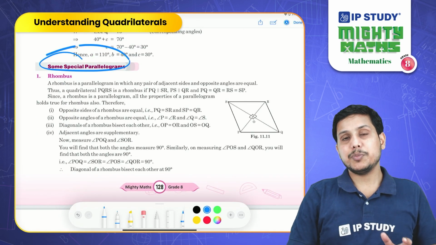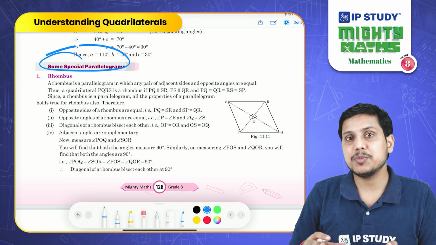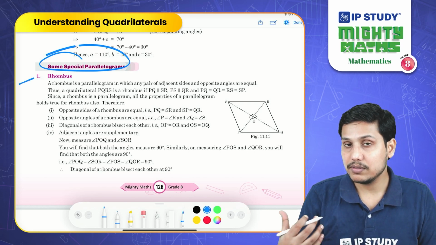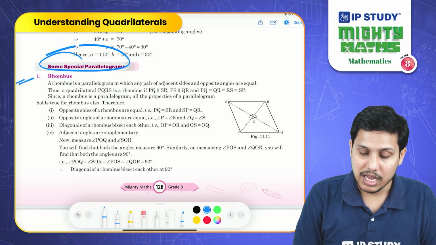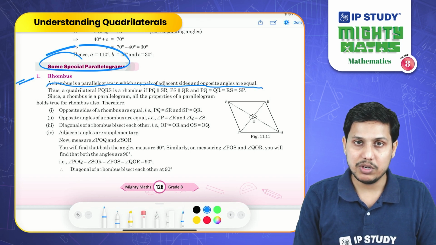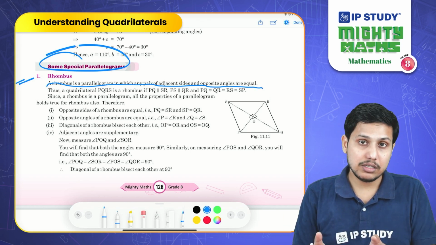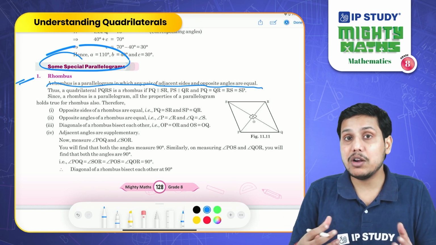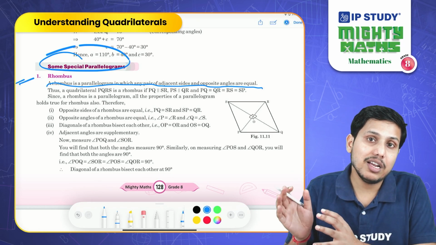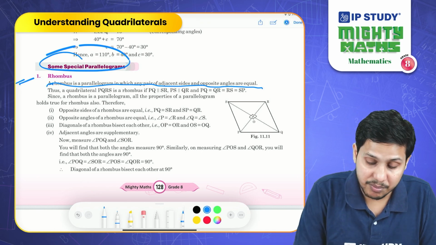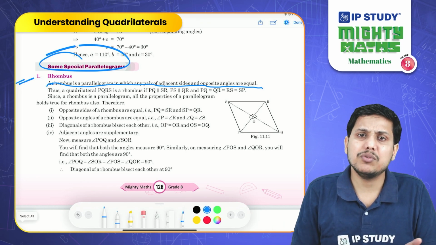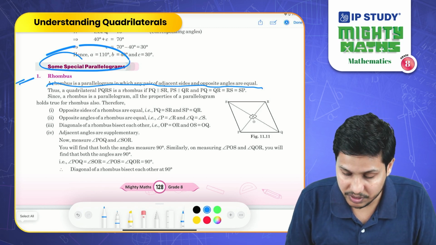So there are some special parallelograms that have some special characteristics. One is rhombus, other will be square, and there is a rectangle also. Let's start with rhombus. A rhombus is a parallelogram in which any pair of adjacent sides and opposite angles are equal. So in a parallelogram, all opposite sides are equal. But if in a parallelogram all sides are equal to each other, then the parallelogram is called a rhombus. So in rhombus, we have opposite angles also equal, because we know that it is a parallelogram, so opposite angles will also be equal.